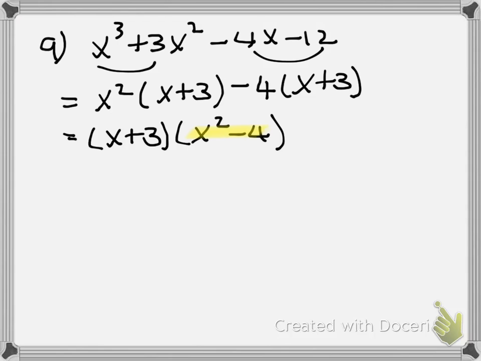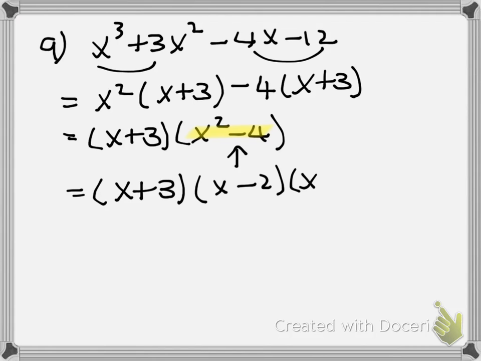Aha! x squared minus 4 again is a difference between two squares. So I'm bringing x plus 3 down as it is, and the difference between two squares, x minus 2, x plus 2. Do not forget, you have to bring down that one. People tend to leave it up there, and the difference between two squares goes there.